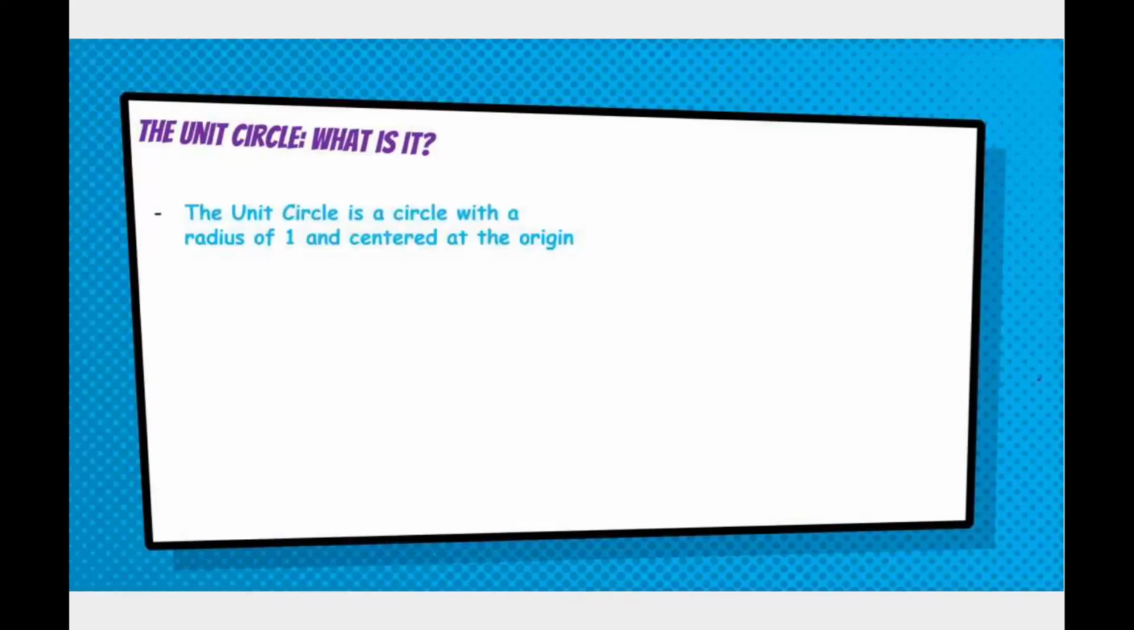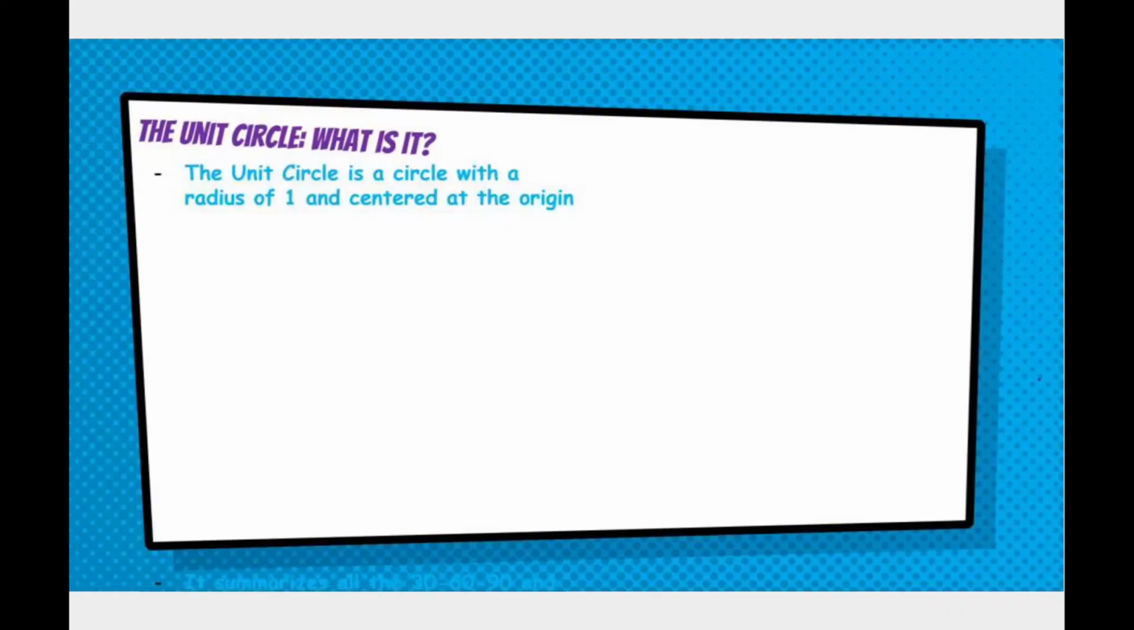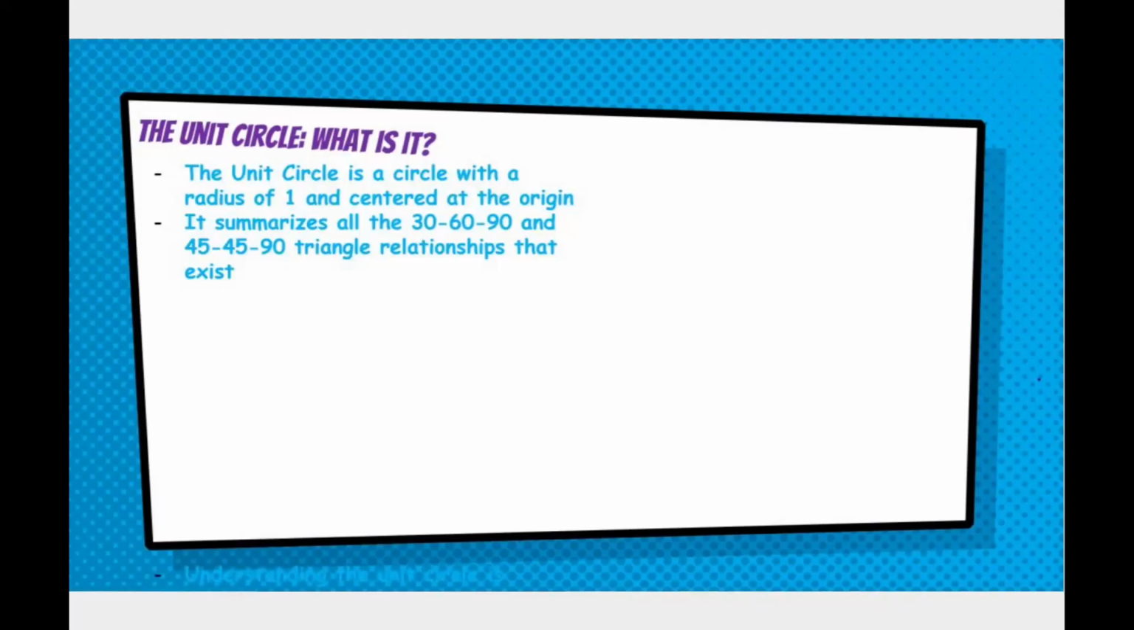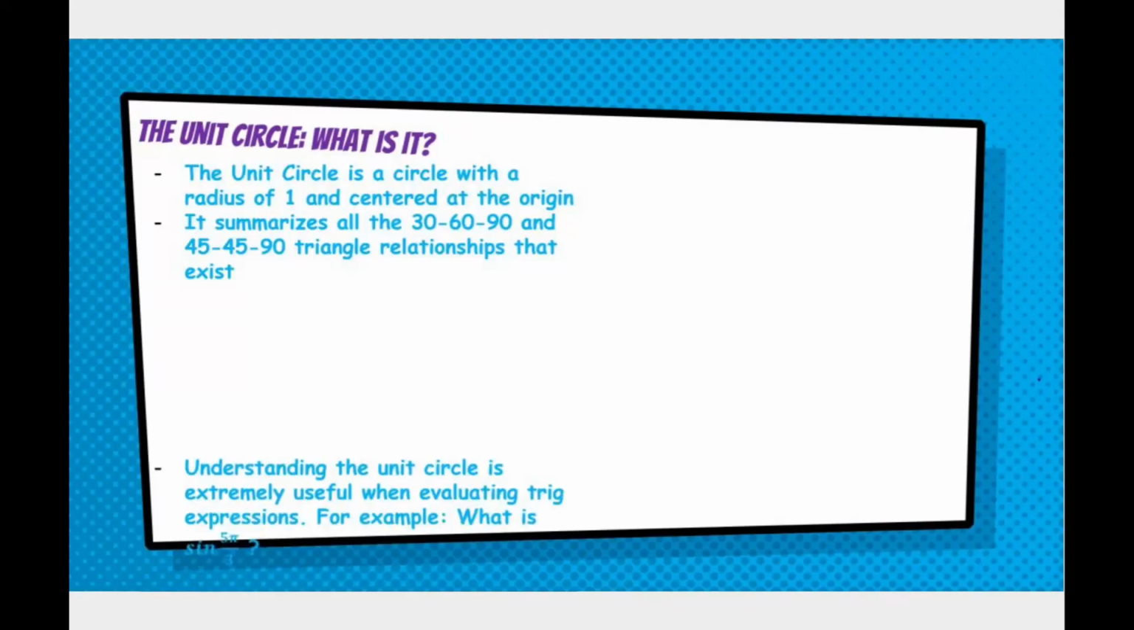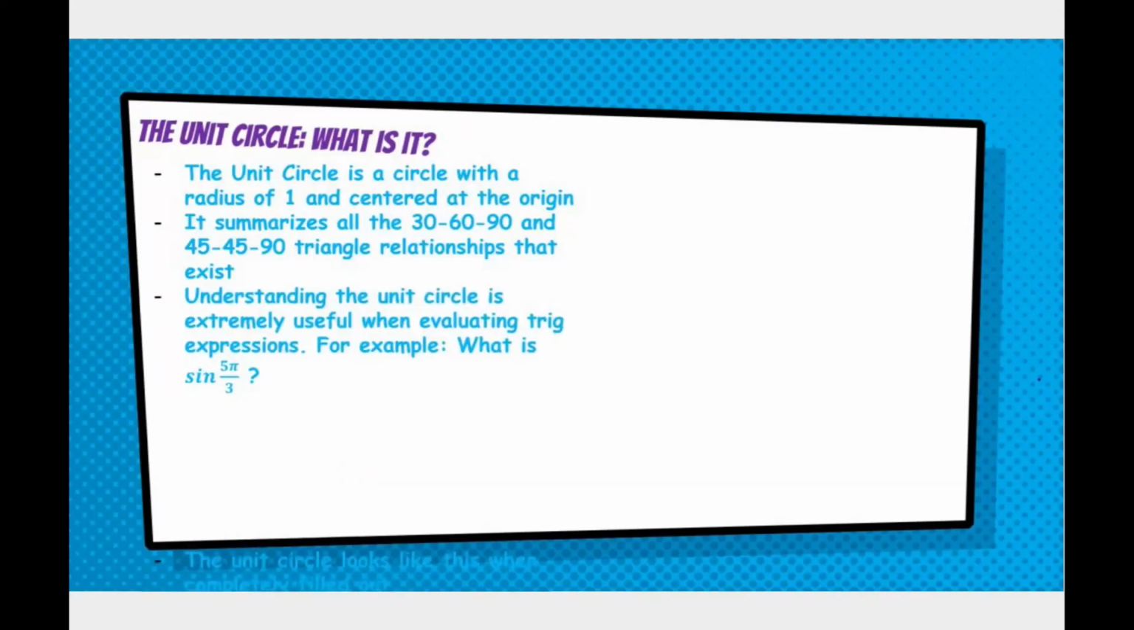Okay, the unit circle, what is it? The unit circle is what we're leading in with today. The unit circle is a circle with a radius of 1 and centered at the origin. So it summarizes all of these 30, 60, 90, and 45, 45, 90 triangle relationships that exist. Understanding the unit circle is extremely useful for when we evaluate trig expressions. So I'm going to end up asking you things in your tests and quizzes like, what is the sine of 5 pi over 3? And you'll have to tell me what that is without a calculator. And that's what we're going to talk about today.